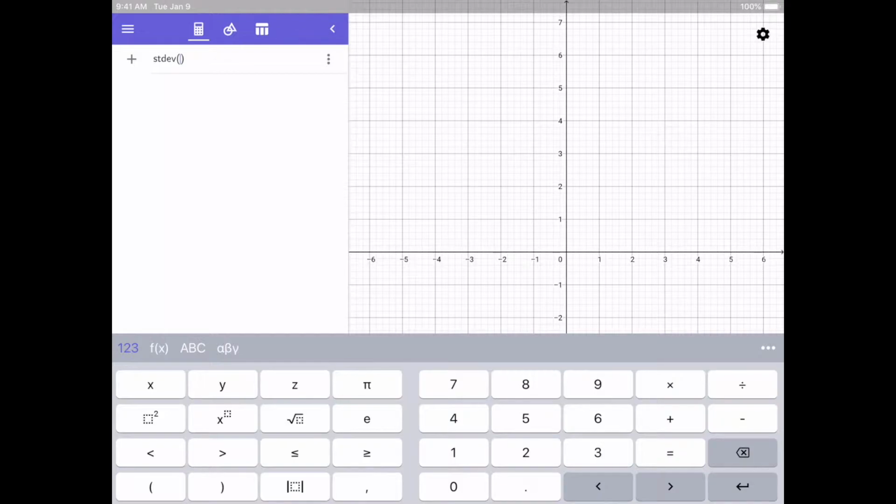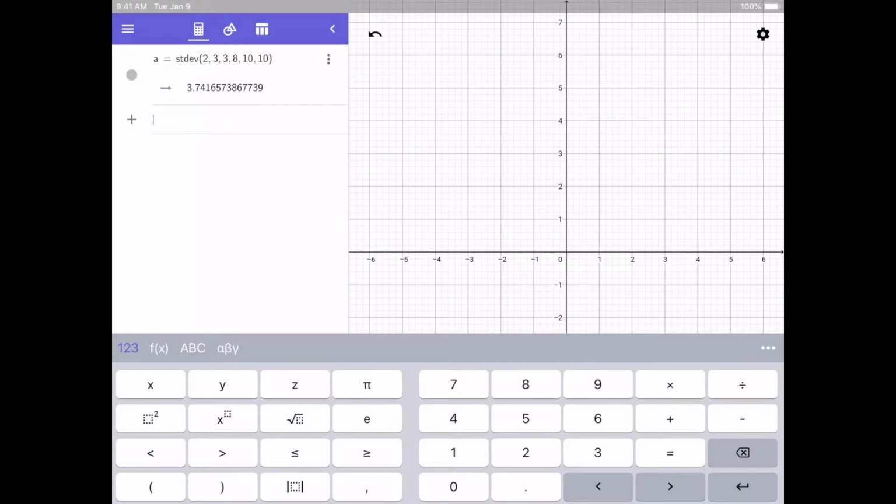And after that, we just need to enter in our data points with commas between them. So our data points were 2, 3, 3, 8, 10, 10. And we can hit return. And we have that our standard deviation is about 3.74. So this is much, much easier for us to calculate standard deviation, and it's much more common to use calculators.